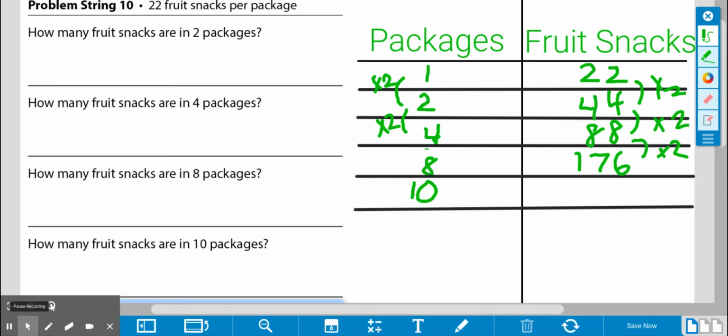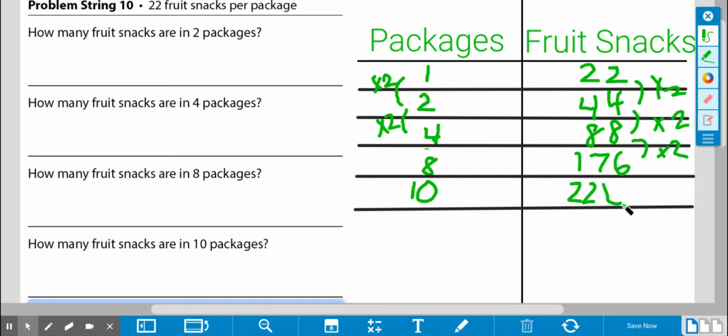All right, so as I figure out 10 packages, there's a couple of ways that I could work on this. I could say that, hey, I know from 1 to 10, that's 10 times as much. We've been working on multiplying numbers by 10, haven't we? So if I multiply 22 by 10, that decimal point moves over a place value. So instead of in the tens place, I'm in the hundreds place. So hey, yeah, if you got 220 for your answer, yeah, you did it.